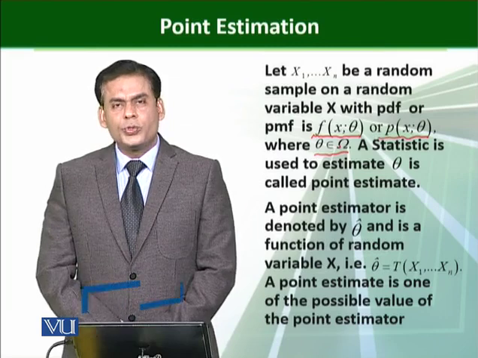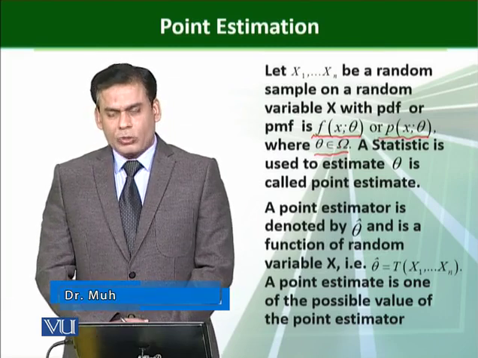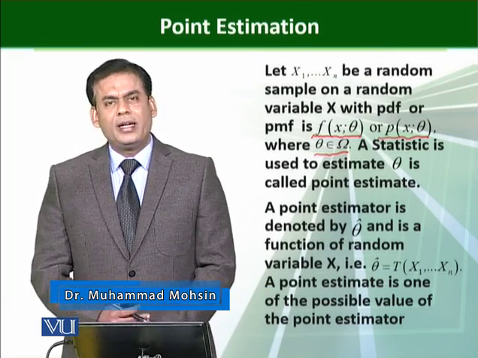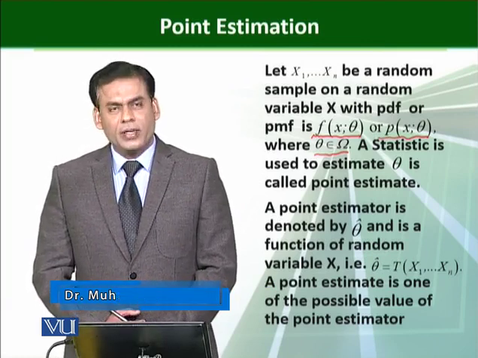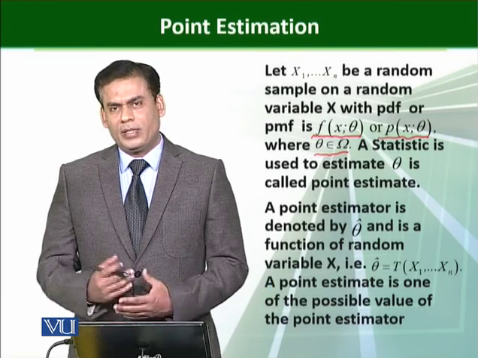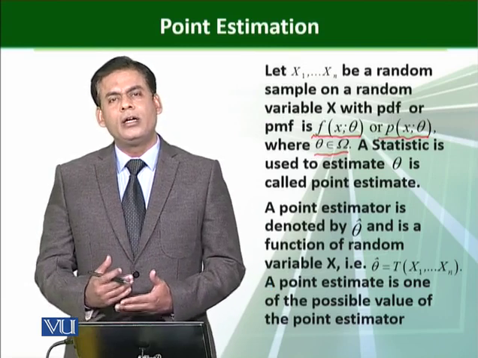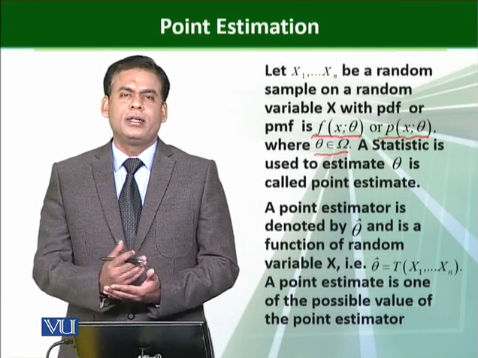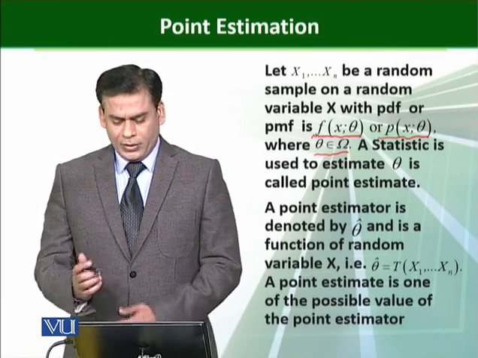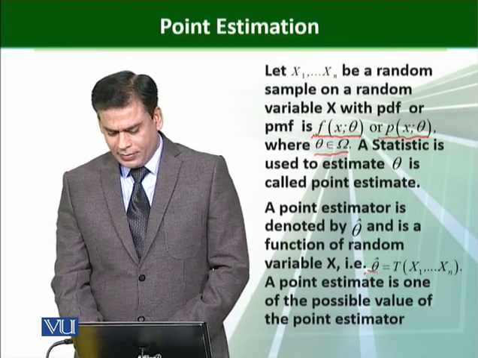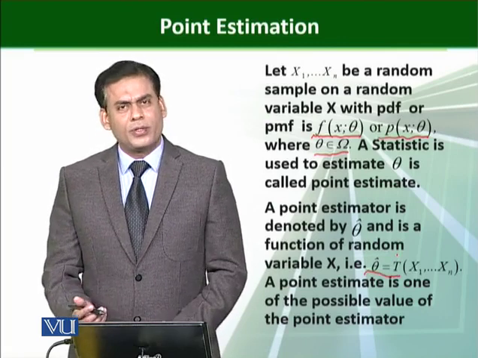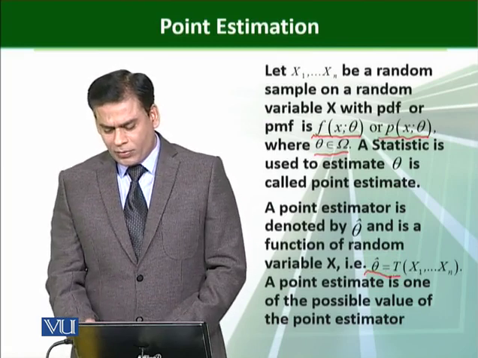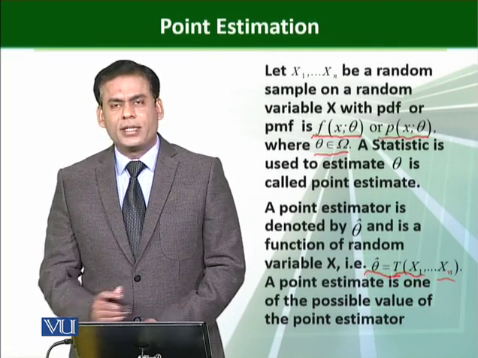A statistic used to estimate theta is called the point estimate. A point estimator is denoted by theta hat and is a function of the random variable x, because we are going to estimate theta on the basis of the random variable x. So it is a function of the random variable x, and we can denote it as theta hat, that is some sort of function, and for what function? That is basically of the values of x1, x2 up to xn.